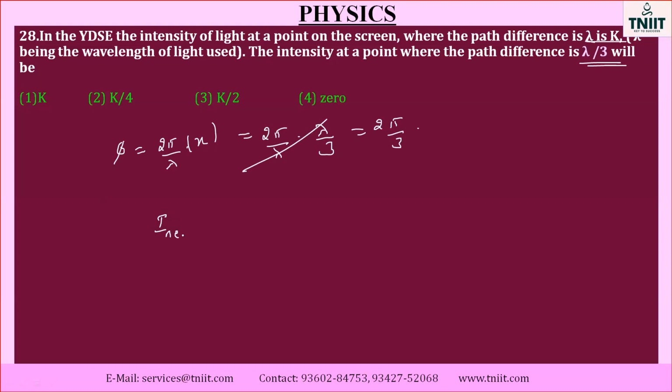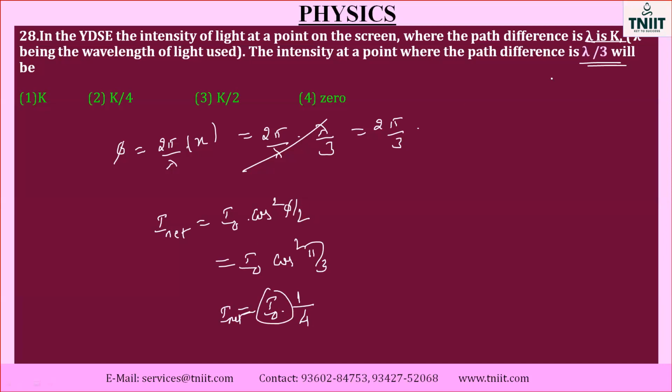So what is the net intensity? It is I naught into cos squared phi by 2. Phase angle is 2 pi by 3, by 2 is there, so it will become pi by 3. What is cos pi by 3? 1 by 2. 1 by 2 squared is 1 by 4. This intensity is I net. Maximum intensity is given as K, so I naught is K. So it will become K divided by 4. So for the path difference lambda by 3, the intensity will become K by 4.